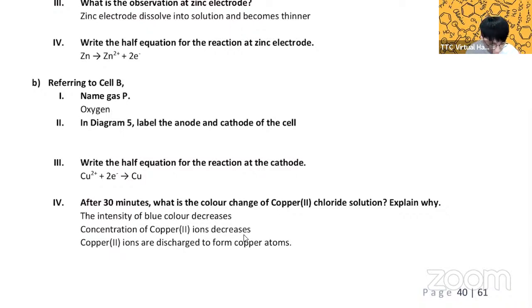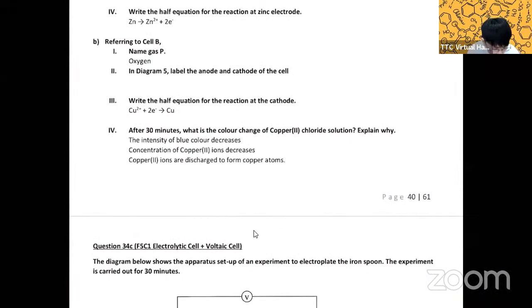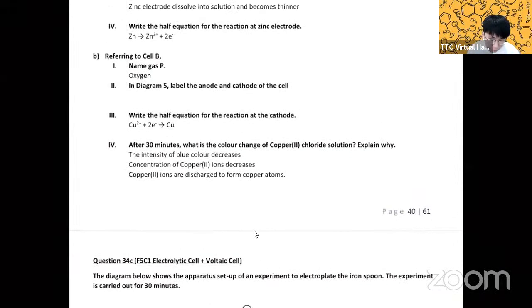Okay, now I want to do one question on electrolytic cells. Actually, electrolytic cells are very similar to voltaic cells, so the theory can be exactly the same. Just that you have to think in terms of agents: who is your reducing agent, who is your oxidizing agent, what does it do, who oxidizes, who reduces. So let's do one question at page number 42.